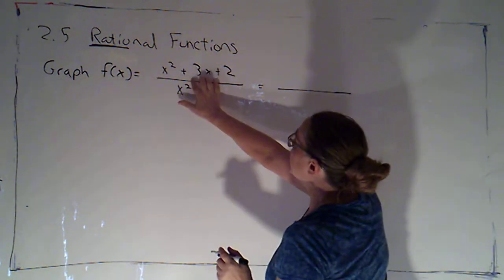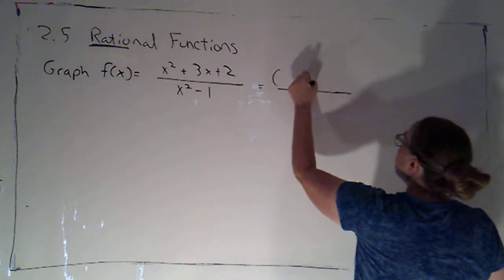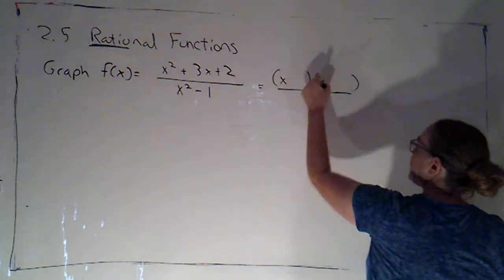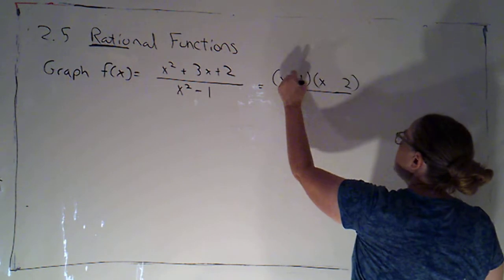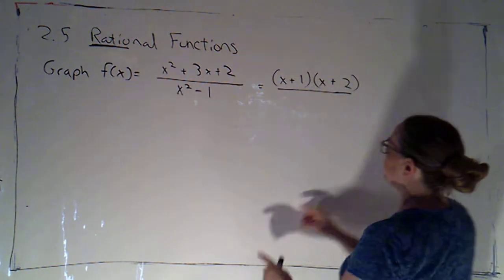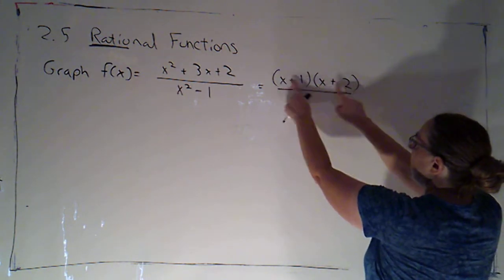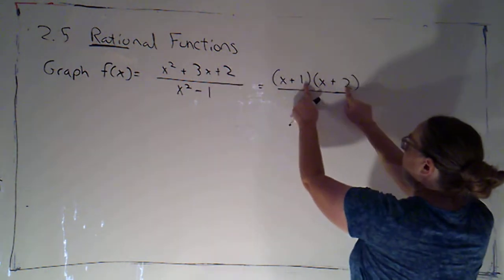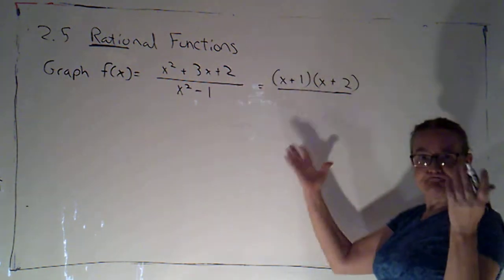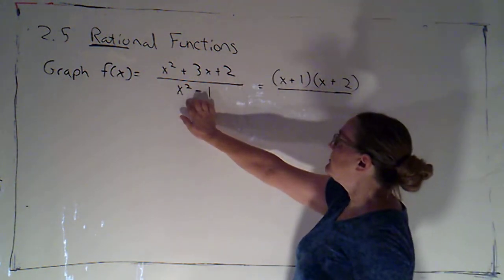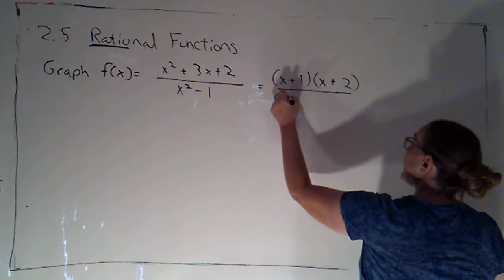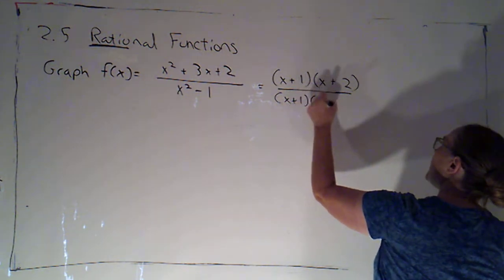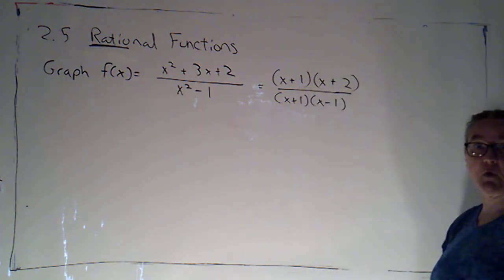So if I look here, I could try to unfoil that. That looks like I'd have to have an x and an x. In order to get 2, I'm thinking we need a 1 and a 2. Looks like both positive. Let's see, x squared, 2x plus x gives me 3x. 1 times 2 gives me my 2. Fabulous. Now the bottom, that's a difference of two squares because 1 is 1 squared. So I can factor that as x plus 1 times x minus 1.